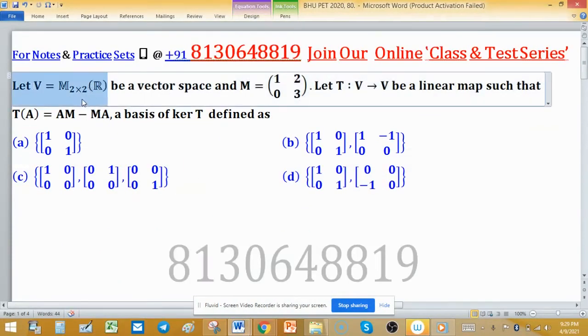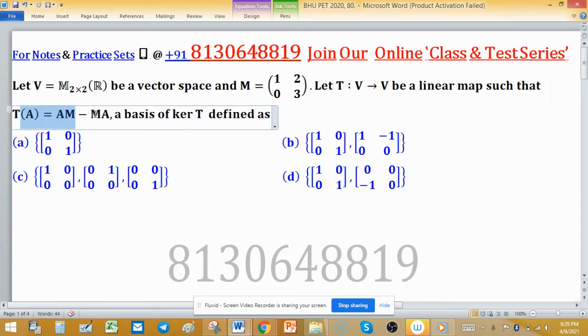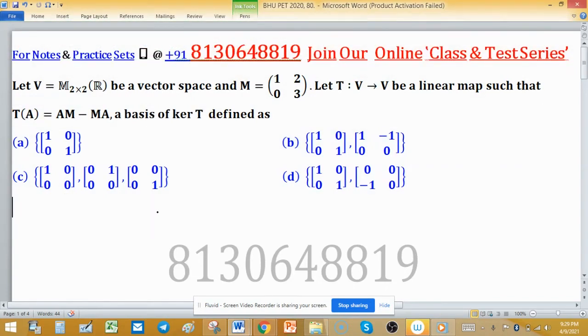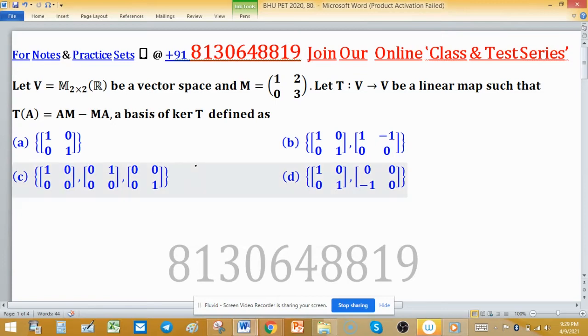Let V be M2 by 2 matrices over R, we have a vector space, and matrix M is given by this structure. Let T be a linear transformation from the vector space V to the same vector space V such that T of A, meaning the image of A under T, is A minus MA. A basis for kernel T is defined as, meaning we have to tell about the basis. Four options are given to us and we have to choose the correct option for this problem.